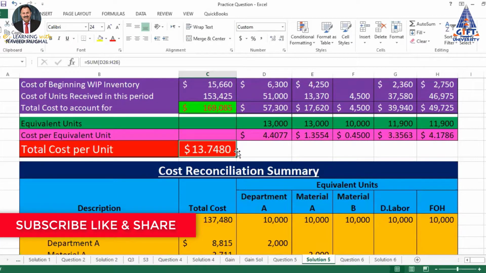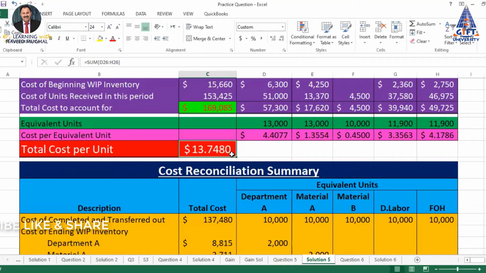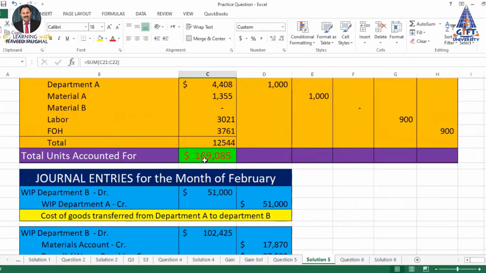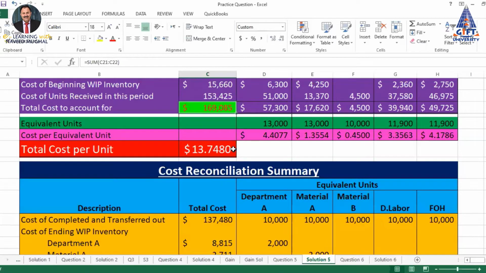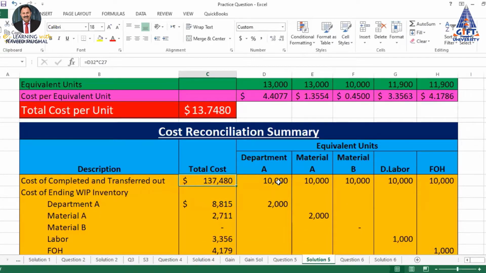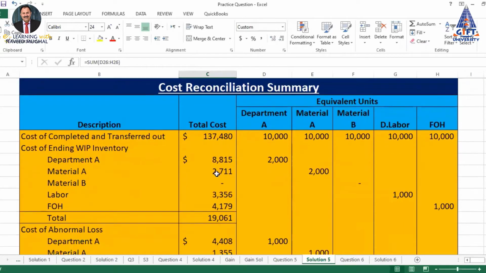13.7480. Keep the figures up to 4 decimal places for accuracy, because if you keep the figures rounded off to 2 decimal places, there will be a decimal discrepancy, and these two figures, total cost accumulated and total cost accounted for, would be different by 1 or 2 or 3 dollars. To avoid this difference, you need to have 4 decimal places figures. So in this way, we have calculated 10,000 multiplied by 13.7480. Then we have to calculate ending inventory work in process costs.